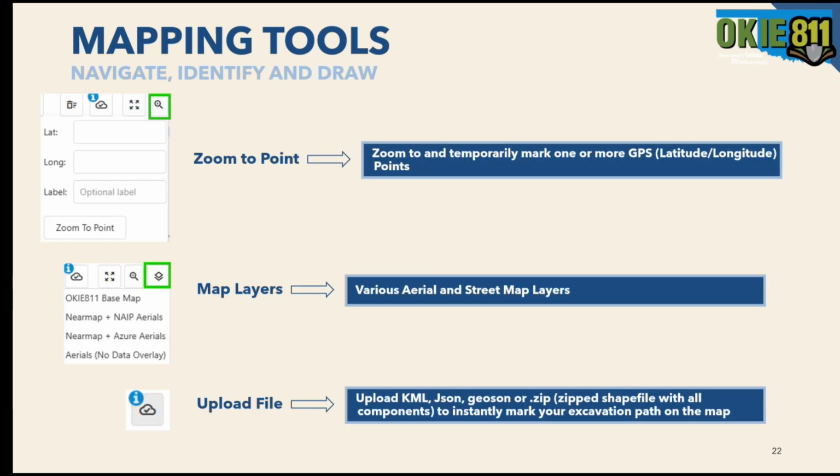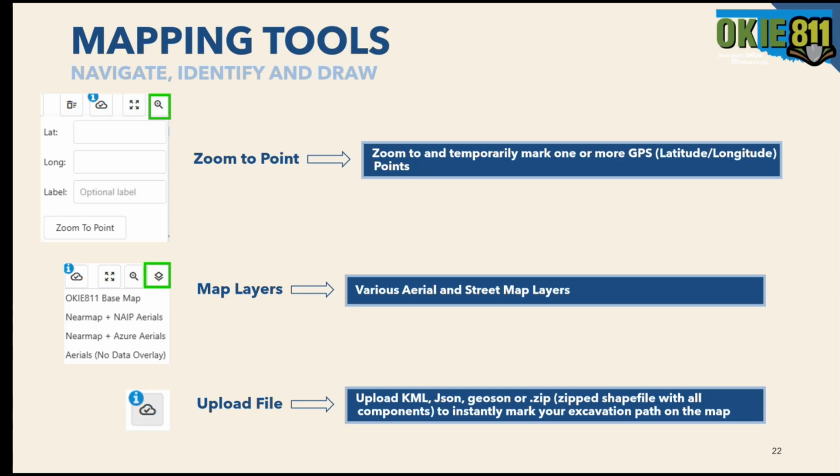The other tools we have available are a zoom to point tool that's in the top right-hand corner of your toolbar on the create ticket. That will allow you to zoom to and temporarily mark GPS coordinates, and you can do multiples. So a lot of people use this for linear paths to give the GPS for the beginning point and a GPS for the ending point, or sometimes people use it because they have it to kind of find their location a little bit quicker, especially if it's rural or something.